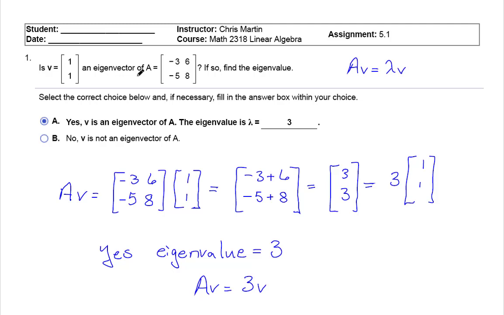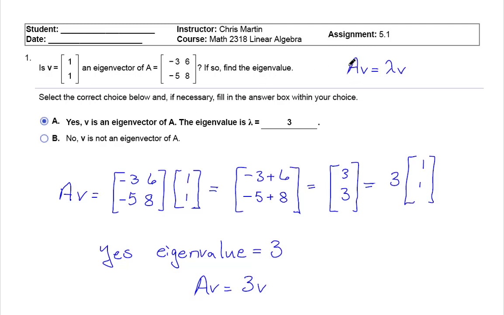Welcome to Math 2318. This is section 5.1. This is our new chapter on eigenvalues and eigenvectors. What does it mean to be an eigenvalue or an eigenvector?